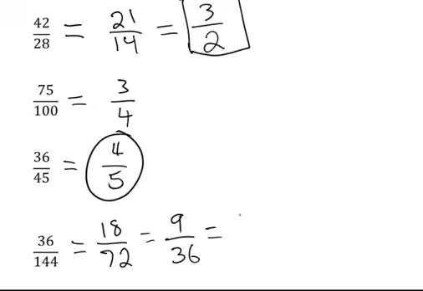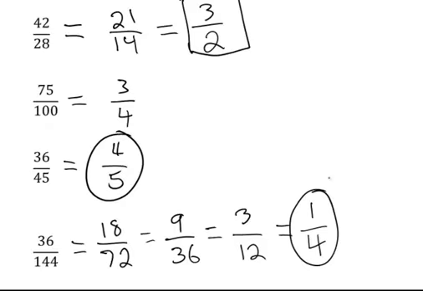Well, 3 goes into 9 3 times. 3 goes into 36 12 times. I can divide them both by 3 again. 3 goes into 3 once, and 3 goes into 12 4 times. And there's my answer. Now, if you wanted to, you could have divided them both by 36. 36 goes into 36 once. 36 goes into 144 4 times. But what I want to point out is you don't have to do it in one stage. You can just keep going until you get it done.